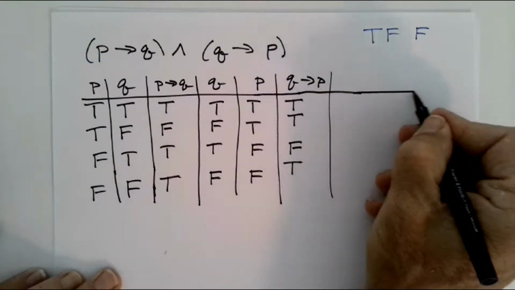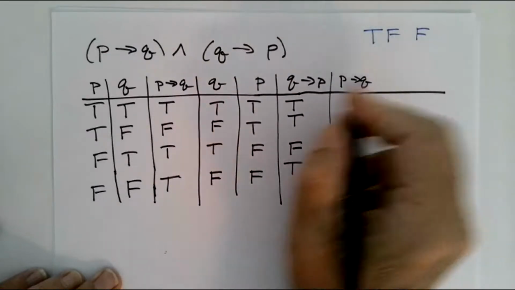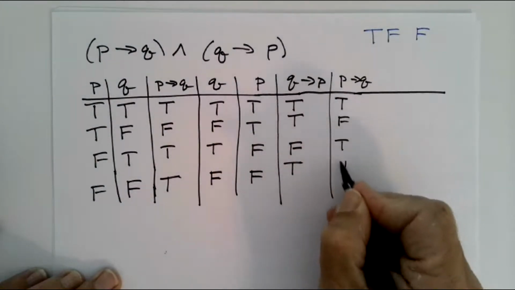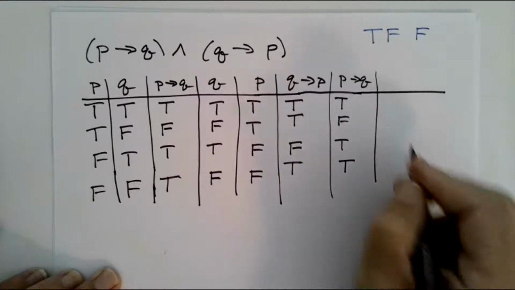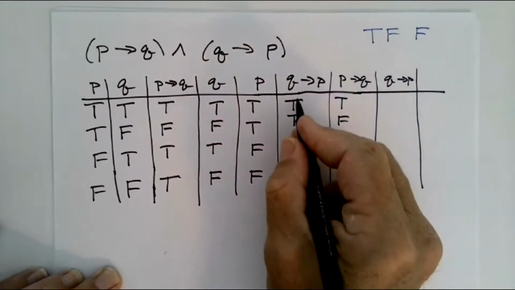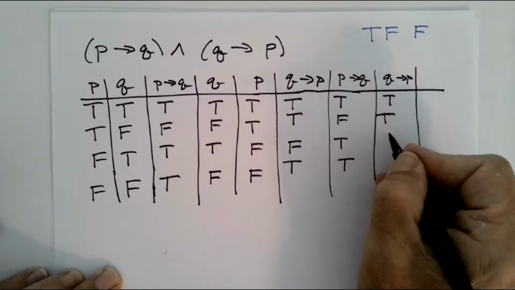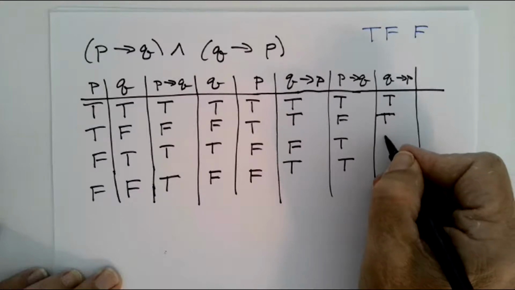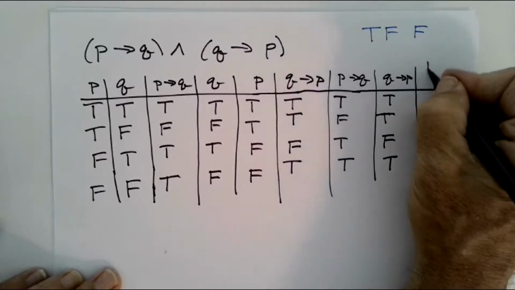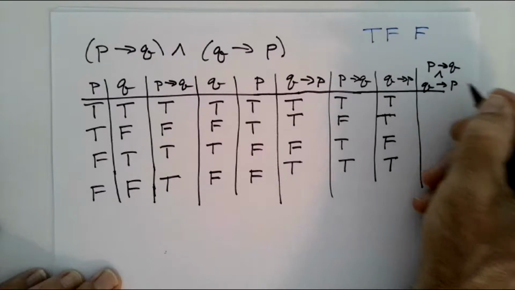So I want to look at Q implies P and P implies Q. P implies Q from here: T, F, T, T. Q implies P: you don't really have to write it down again, but it's T, T, F, T. You could just recognize that it is commutative. This one is. And what do we finish with? And. P implies Q and Q implies P.